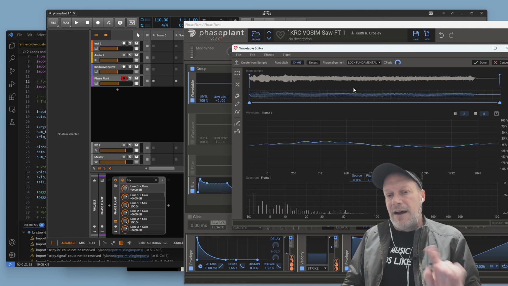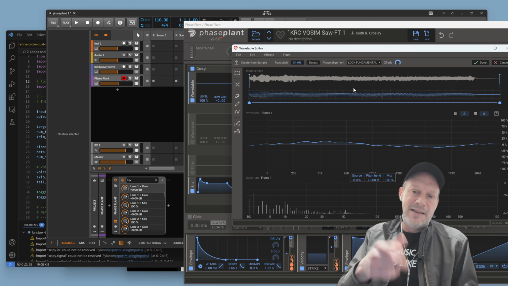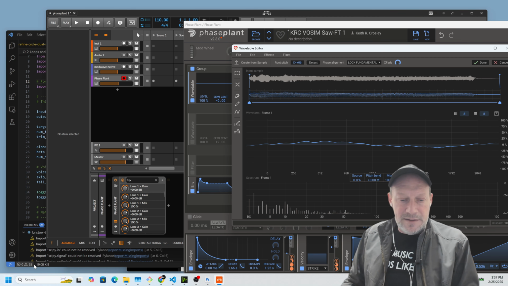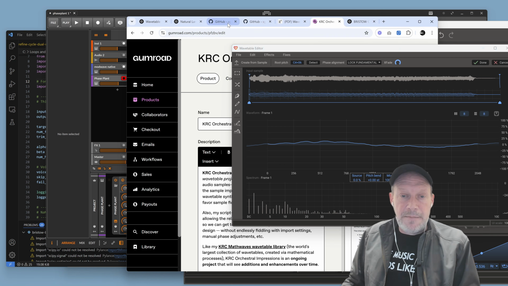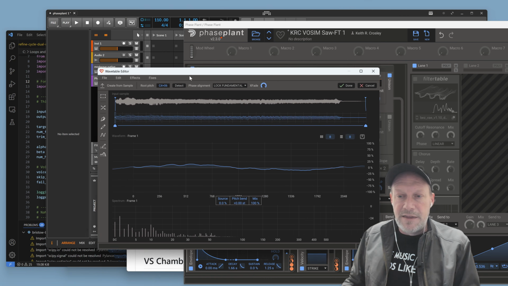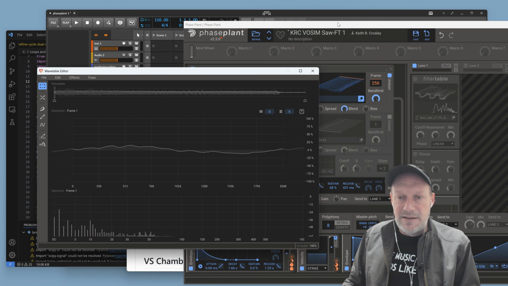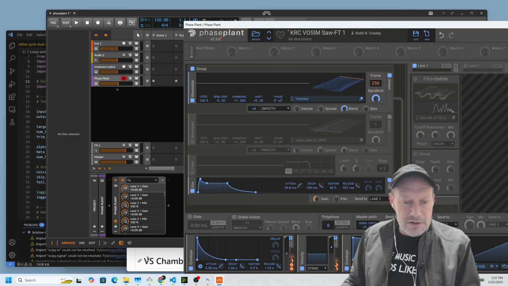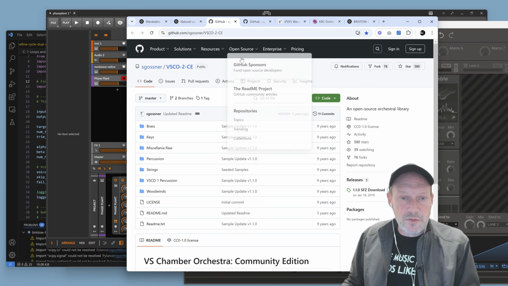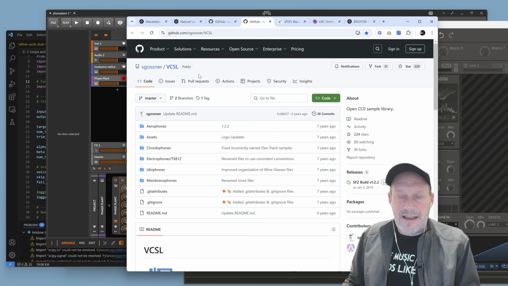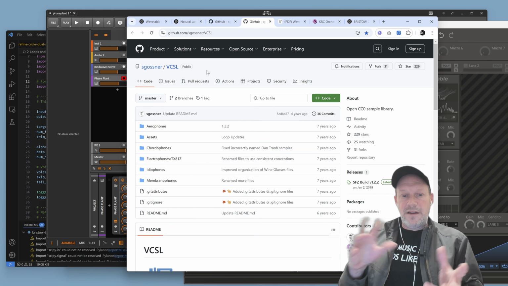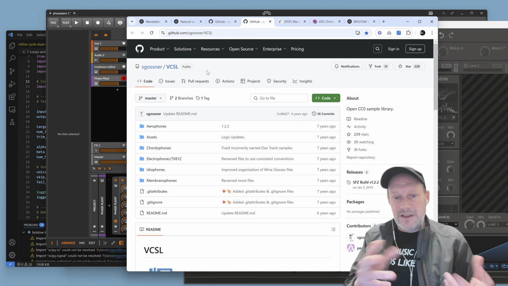The other thing I did is I realized I had seen these before, but there are these open source orchestral libraries that are completely open source. They're CC0, and there's two of them. They're related to each other. Let me just say done here so that we can actually see our browser, shall we? There's one called VSCO, and another called VCSL. And the one is kind of a more advanced version of the other.